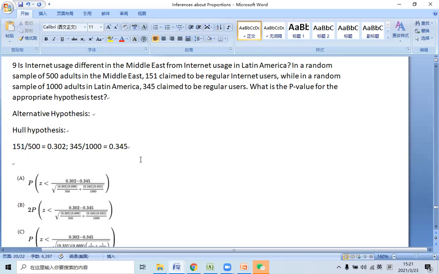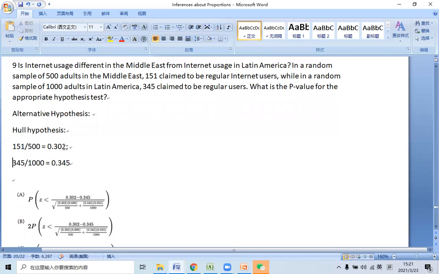According to the null hypothesis, these two proportions should be equal in the population. In the two populations, the two populations should have equal proportions of internet users. But in these two samples, you don't have equal proportions. One proportion is slightly larger than the other one. And here you have the difference, the deviation.